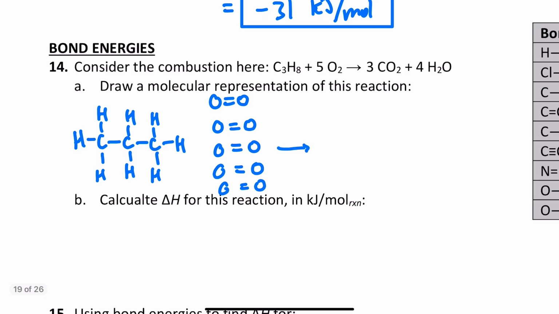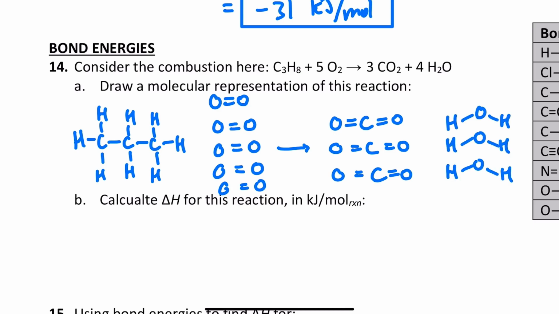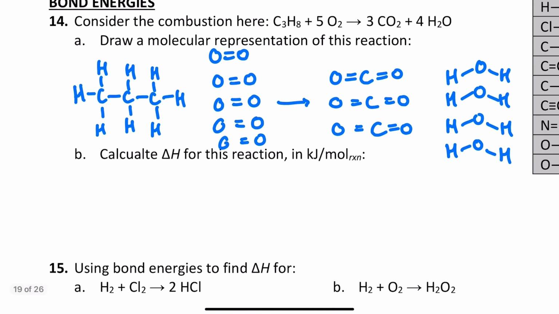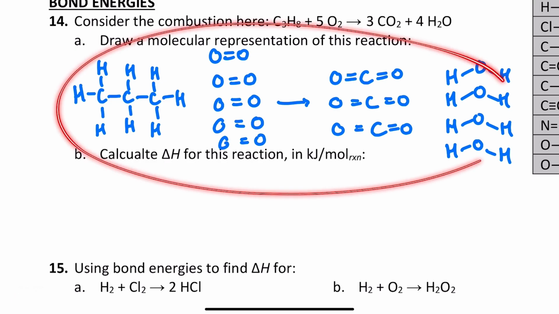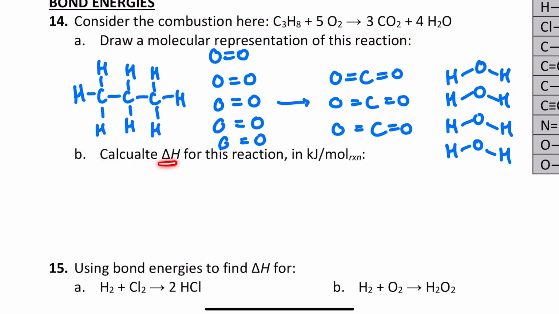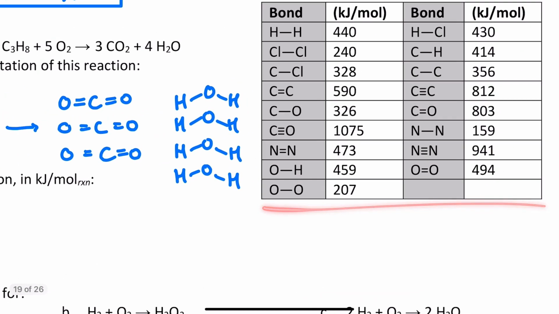It forms 3 CO2 molecules. Those are doubly bonded carbon oxygens. And then 4 water molecules with OH single bonds. And we can actually use this to calculate an expected delta H for a reaction with tables of bond energies.